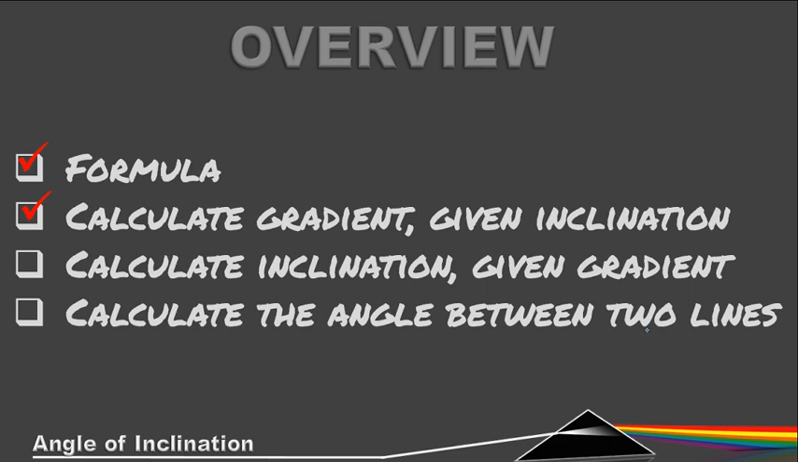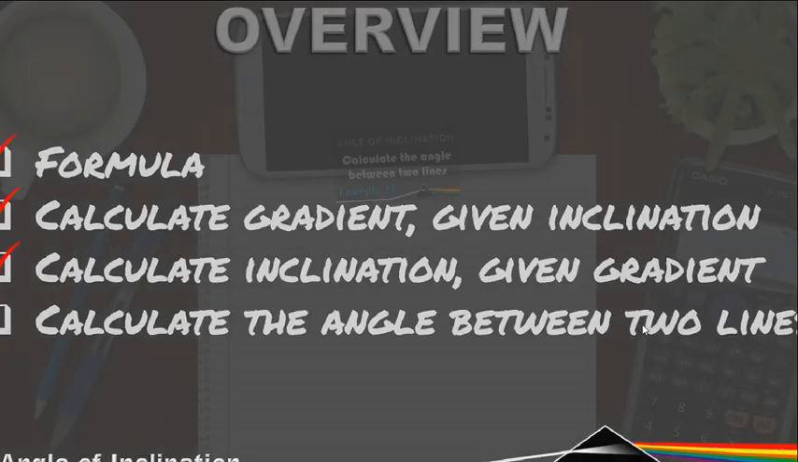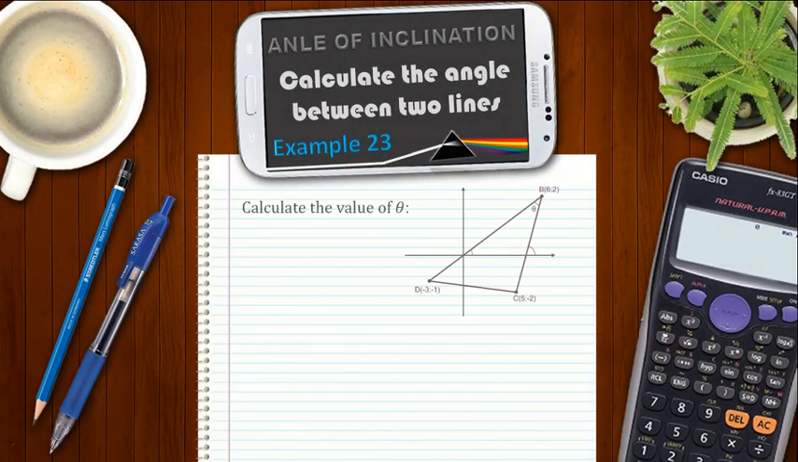Okay, now we know how to calculate both the gradient and the inclination. Now let's look at calculating angles between two lines. So for example, 23, calculate the value of theta. Now we see that we're given an indication that there's an angle and there's an angle as well. And we actually know now how to find these two angles. And then for the rest of the part, once we have found these two angles, let's call them alpha and beta. All right.